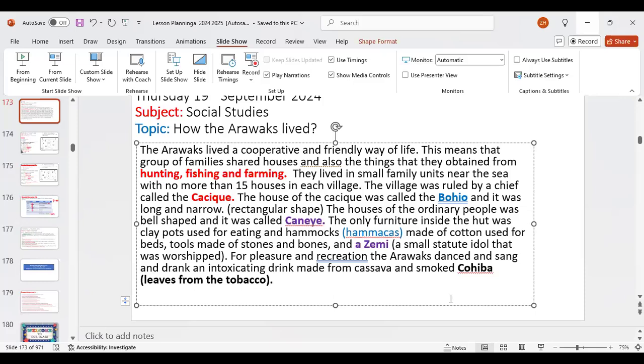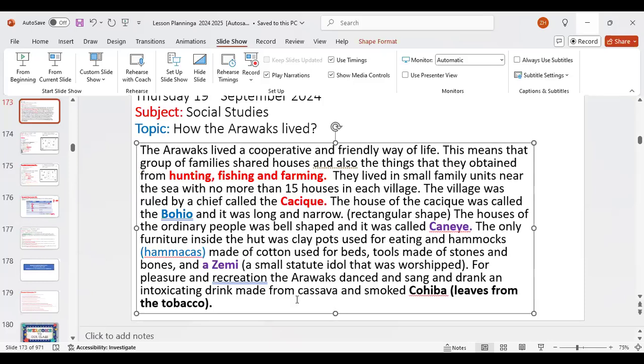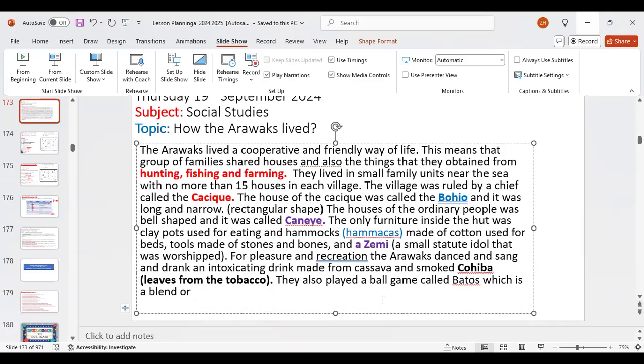They also played a ball game. What's the name of their ball game? Batos. Very good. They played a ball game called Batos, which is basically a blend of two sports in our day. It's a blend of volleyball and football.